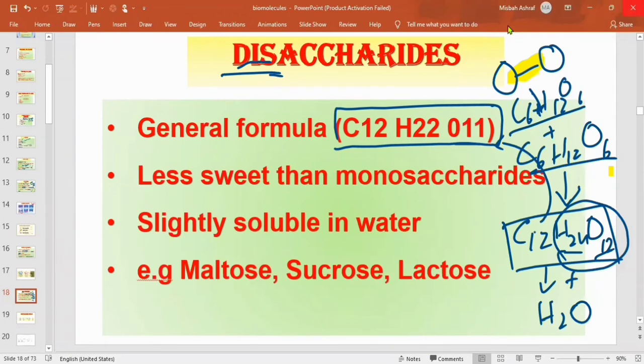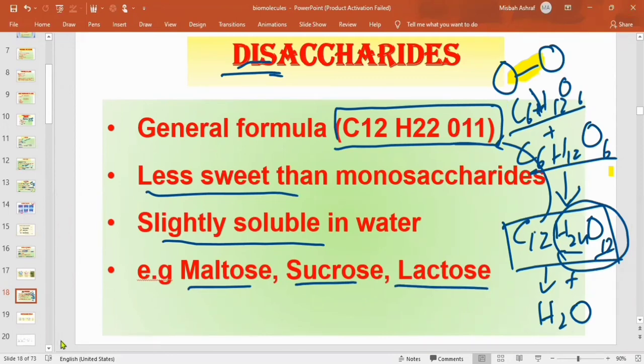Next, they are less sweet than the monosaccharides. They are slightly soluble in water, and examples are maltose, sucrose, and lactose. Now we are going to see what maltose, sucrose, and lactose are made up of. Yes?